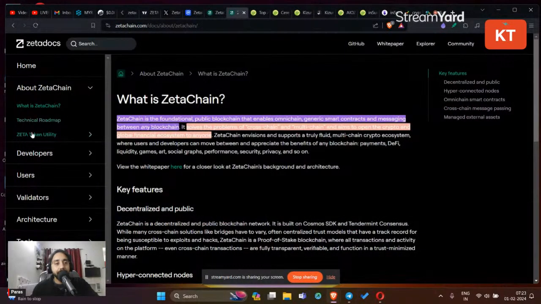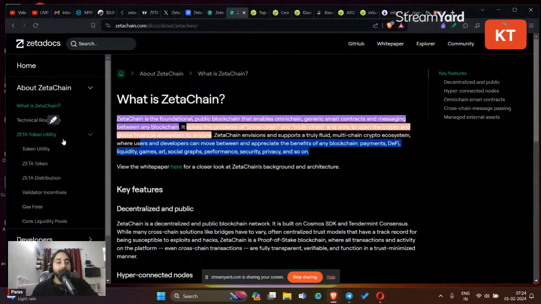So this is where Zetachain comes into play. Zetachain is the foundation public blockchain that enables omni-chain generic smart contracts and messaging between any blockchain. It solves the problem of cross-chain and multi-chain and aims to open the crypto and global financial ecosystem to anyone. So Zetachain envisions and supports a truly fluid multi-chain ecosystem where users and developers can move between and appreciate the benefits of any blockchain, be it payment, DeFi, liquidity, games, art, social graph, performance, security, privacy, and so on. So this chain, like I said, is the mother of interoperability. It can talk to anyone.